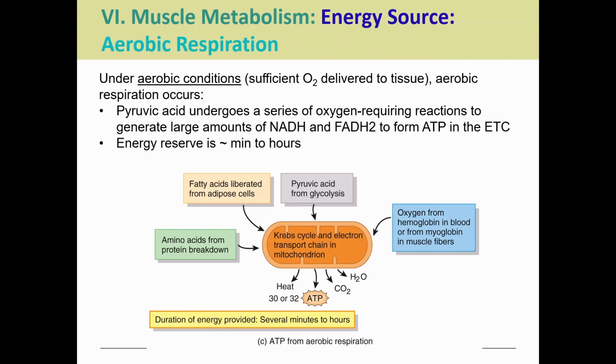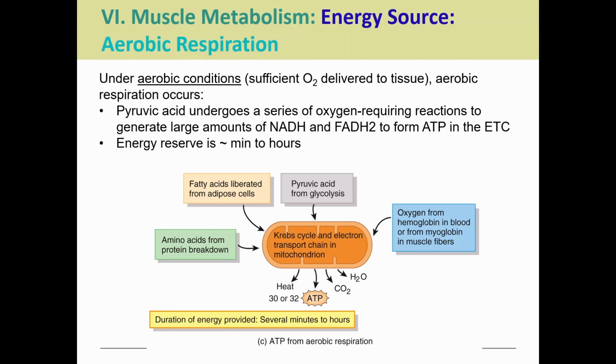Whereas in aerobic conditions, we do have a lot of oxygen, and so we can use aerobic or cellular respiration. This is where we can go through glycolysis, right? We can enter into the Krebs cycle, we can go through the ETC, and we can make a lot more ATP for the same amount of glucose or the same amount of fuel, compared to the other two. And so this gives us several minutes to even hours of energy reserve.